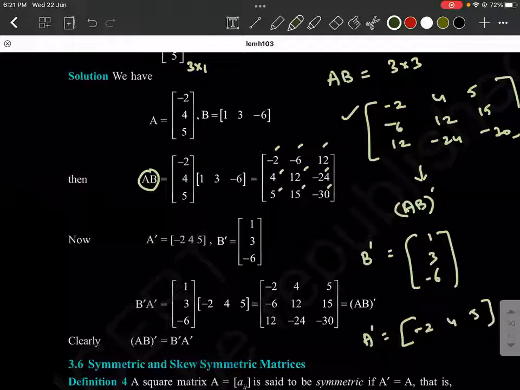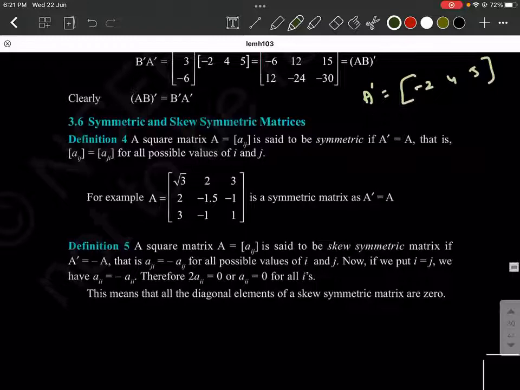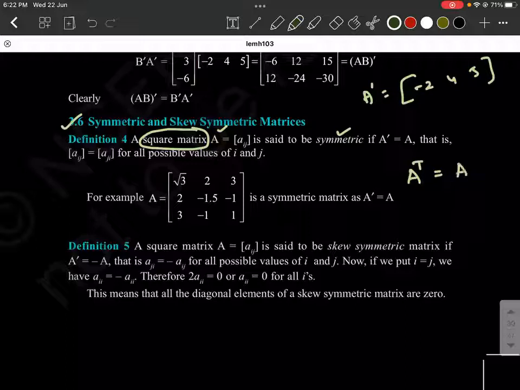So this is about the transpose of a matrix and its properties. Now, the next important point that we need to discuss is symmetric and skew symmetric matrices. Here, the definition starts with the words square matrix, so underline that. If you have a square matrix A, you can call it symmetric if the transpose of that matrix is equal to A. That means when you take the transpose and get back the original matrix, you call that kind of matrix a symmetric matrix.